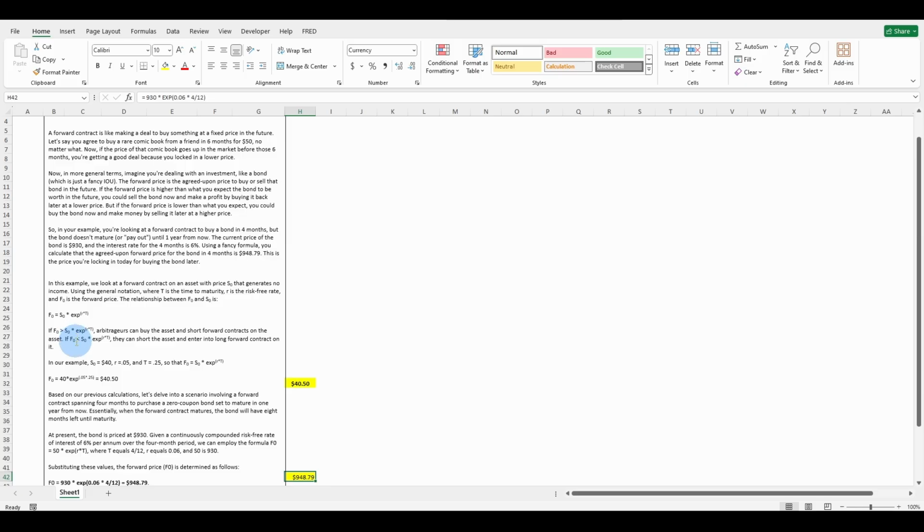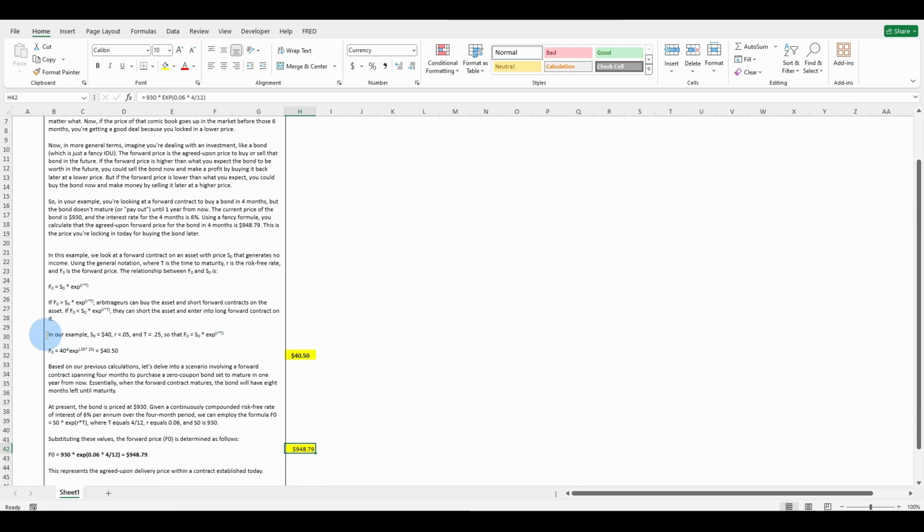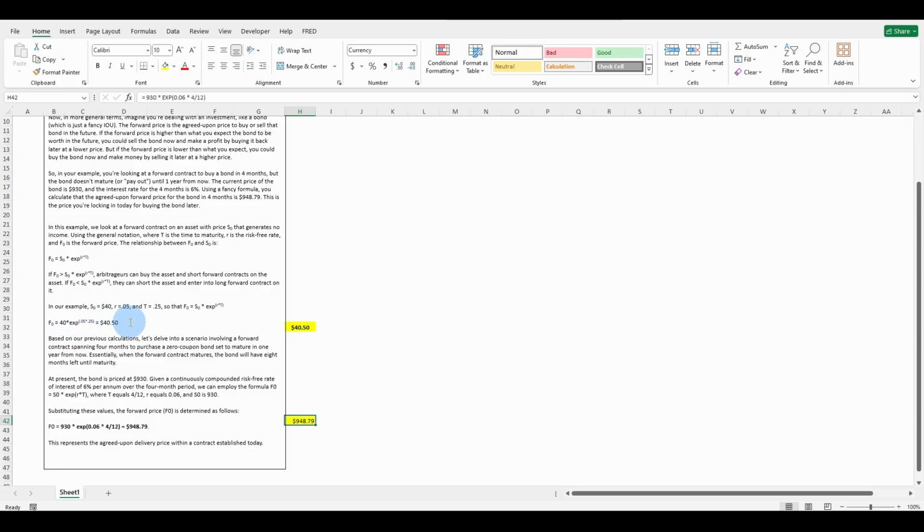If F0 is less than S0 e^(rT), they can short the asset and enter into a long contract on it. In our example, S0 is equal to 40, r is equal to 0.05, and T is equal to 0.5. We're looking at F0, which is 40.50. And if F0 happens to be $42, greater than S0 times e^(rT), then you can arbitrage that. In our example, F0 is equal to 40.50.